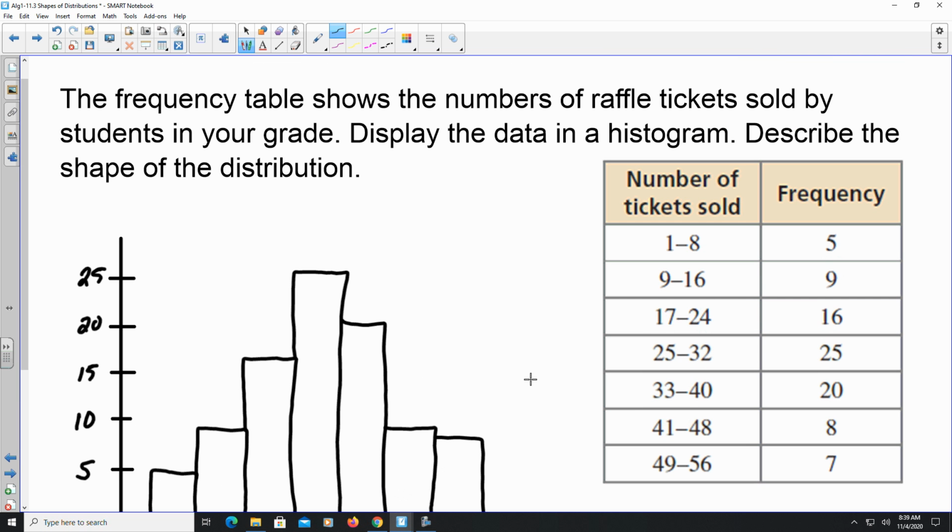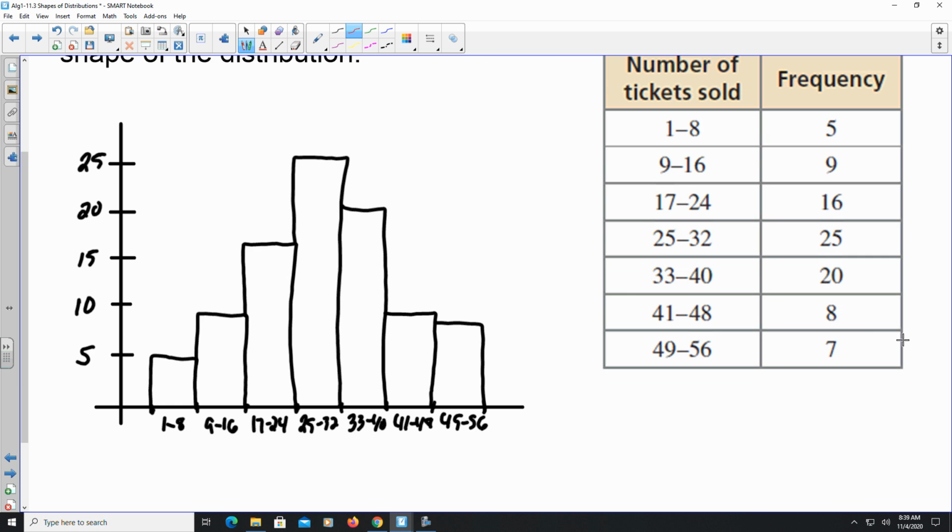What they're asking is to describe the shape of the distribution. Is it skewed left, is it skewed right, or is it relatively symmetric? If I look at this, it basically looks like the tail of the graph seems to not go any more left than it does right. So my best assumption here would be that it's symmetric.